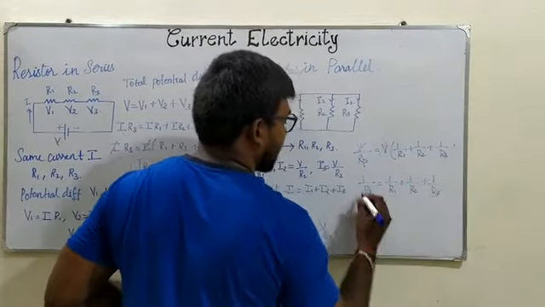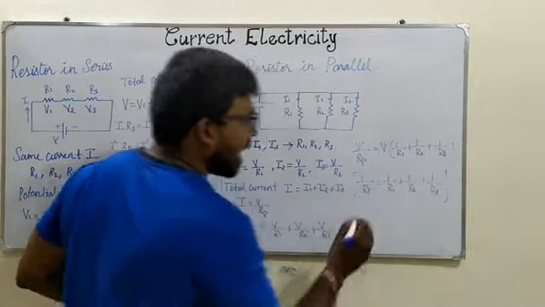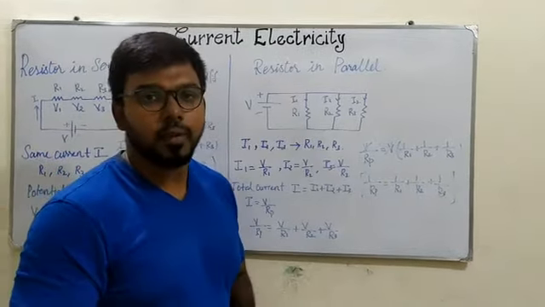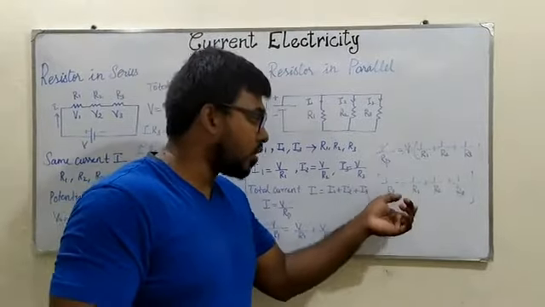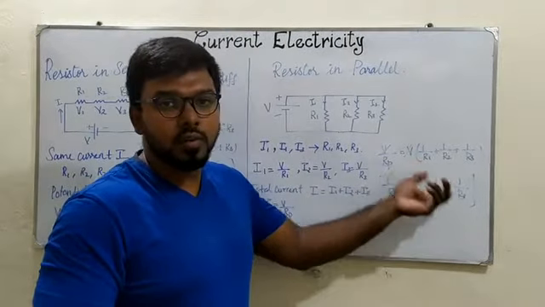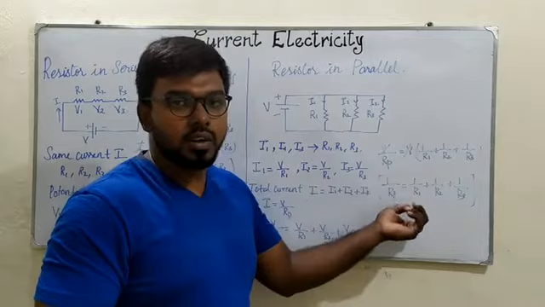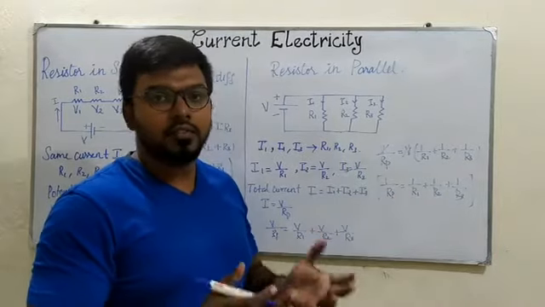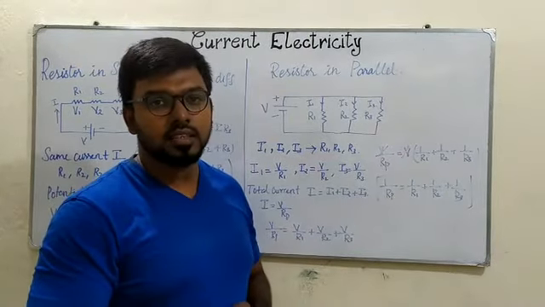So finally we get 1 by Rp is equal to 1 by R1 plus 1 by R2 plus 1 by R3. When resistors are connected in parallel, the sum of the reciprocals of the individual resistances is equal to the reciprocal of the effective resistance.